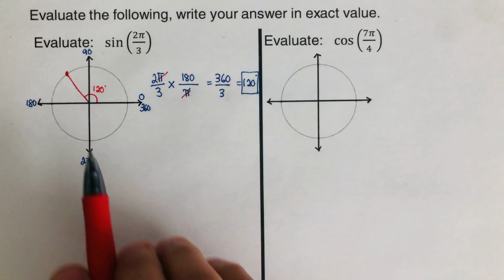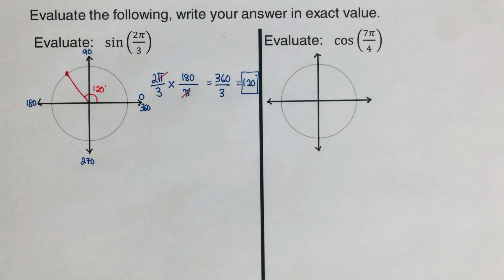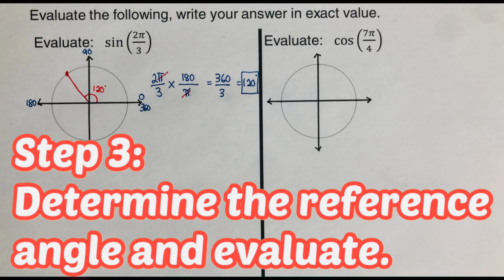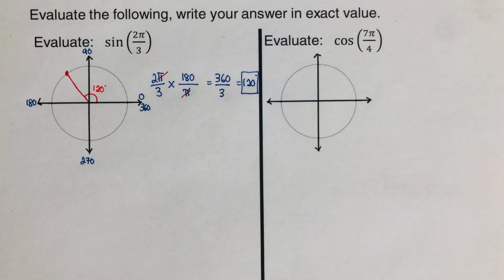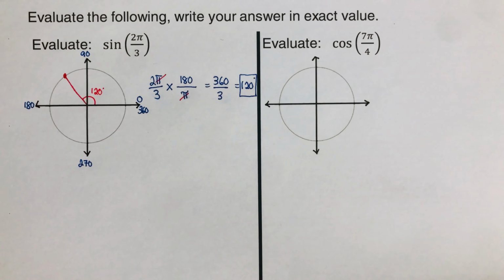Now, after we've created the angle here, we're going to move on to the third step. The third step is to determine the reference angle, and we evaluate. We remember that the reference angles are the ones located in the first quadrant, and we have to use this equation right here in order to determine the reference angle. Now in this problem, 120 is in the second quadrant.